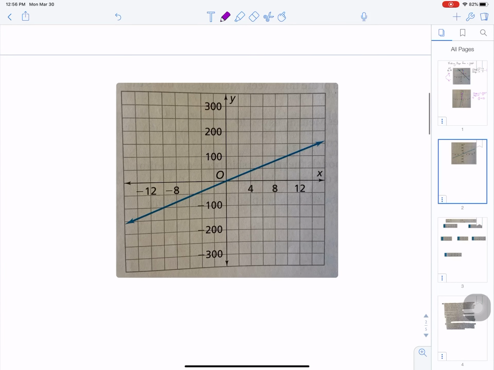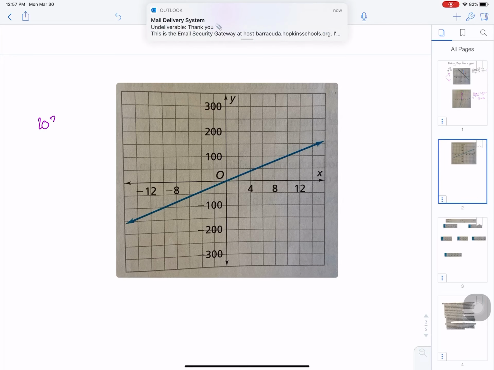What about in this case? Let's take a look at how this graph works. This is the graph in your books on, I believe it is page 103. Basically, you can see that it crosses at 0, 0, and then it exactly crosses here.